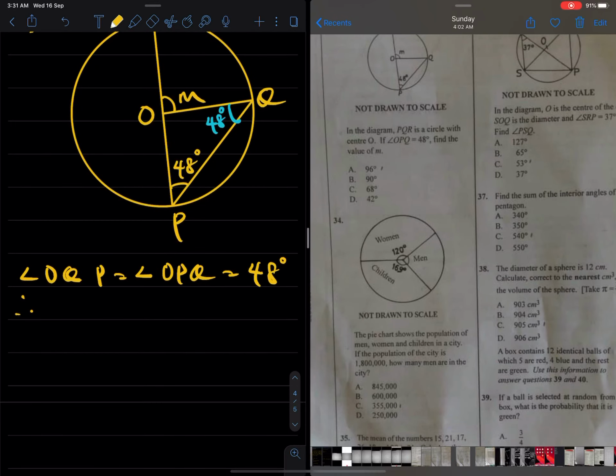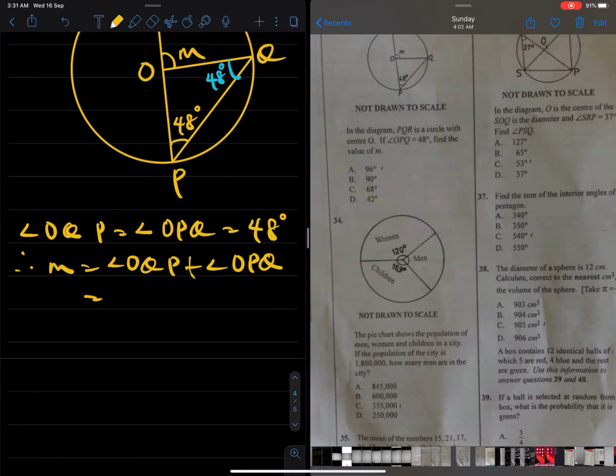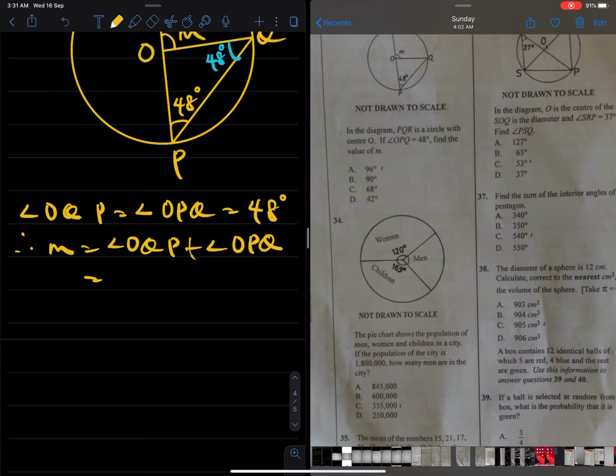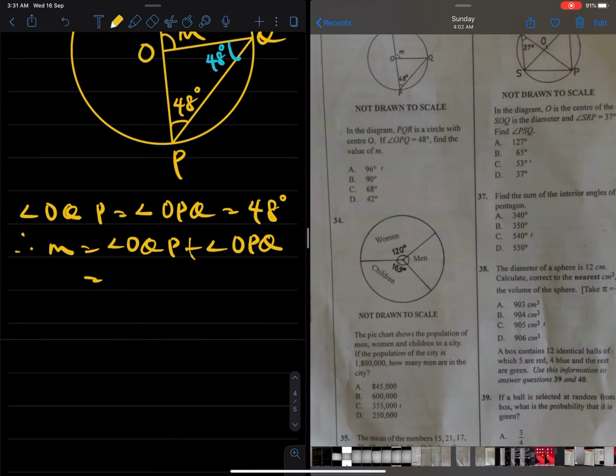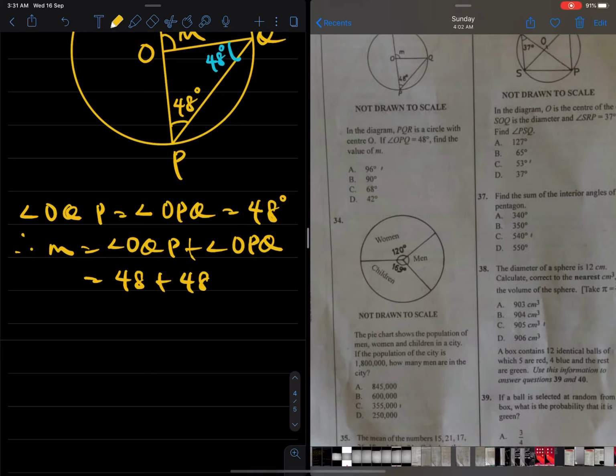Therefore, M equals angle OQP plus angle OPQ. And the reason for that is exterior angle of a triangle is equal to the sum of opposite interior angles, which is 48 plus 48, and that's 96 degrees. The correct option is A.